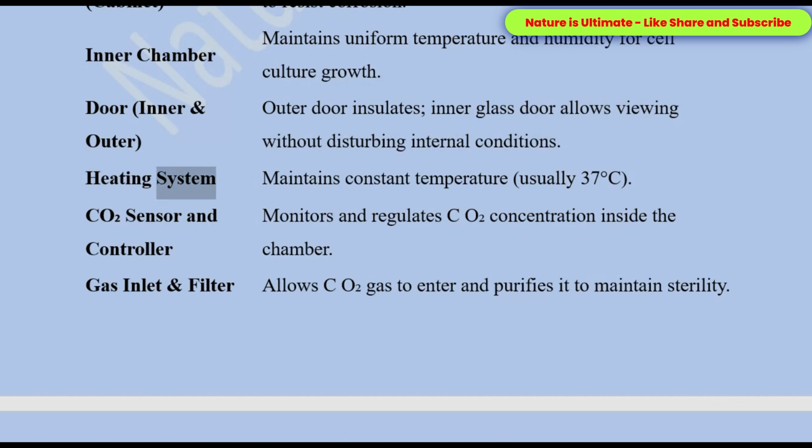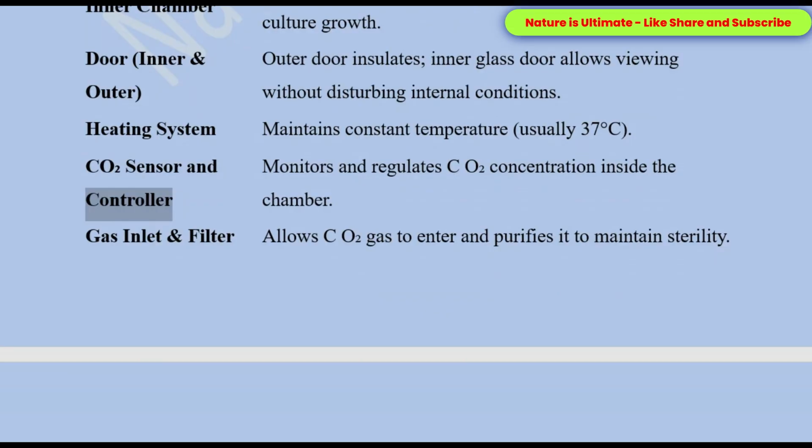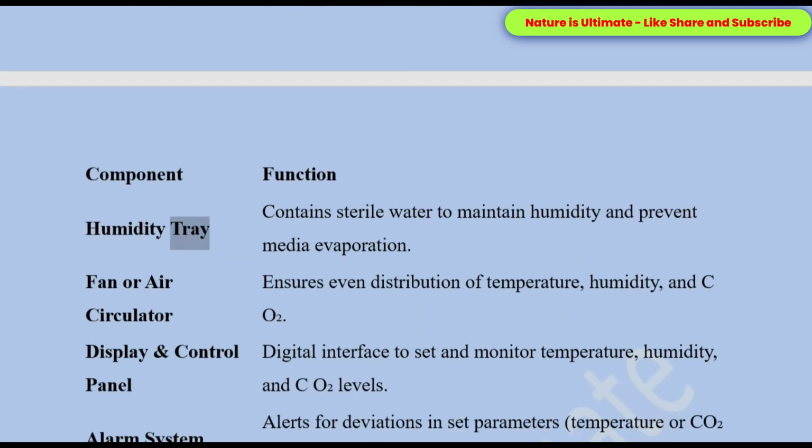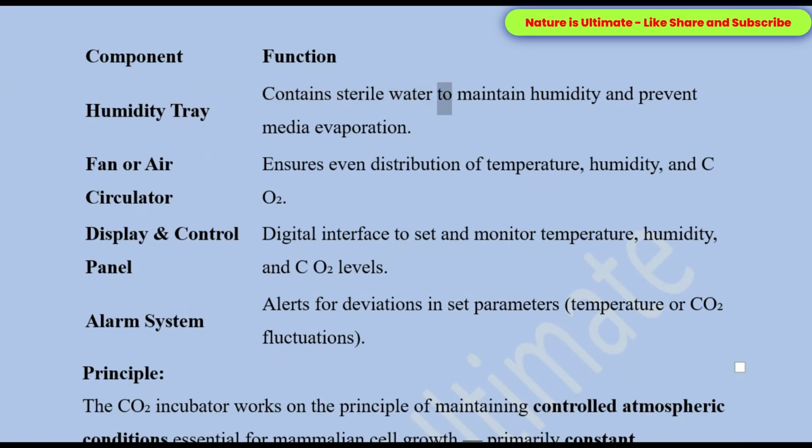Heating system. Maintains constant temperature, usually 37 degrees Celsius. CO₂ sensor and controller. Monitors and regulates CO₂ concentration inside the chamber. Gas inlet and filter. Allows CO₂ gas to enter and purifies it to maintain sterility. Humidity tray. Contains sterile water to maintain humidity and prevent media evaporation.